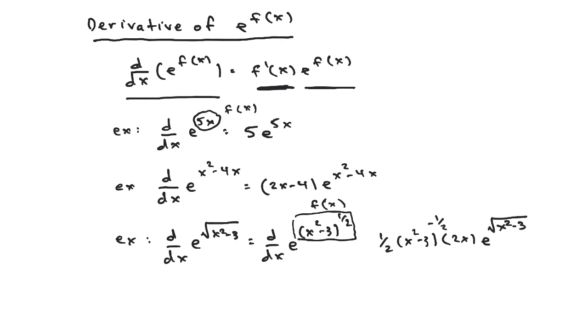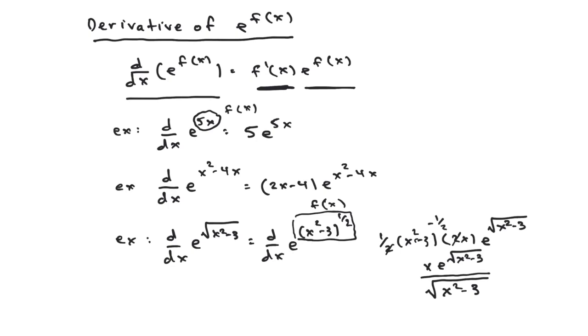And I can simplify this 2 and this 2, and I can move this x squared minus 3 to the denominator. So this ends up giving me x times e to the square root of x squared minus 3, all over the square root of x squared minus 3. Since I have x squared minus 3 to the minus 1/2, that's the same as putting x squared minus 3 to the 1/2 in the denominator, which is the same thing as the square root of x squared minus 3.